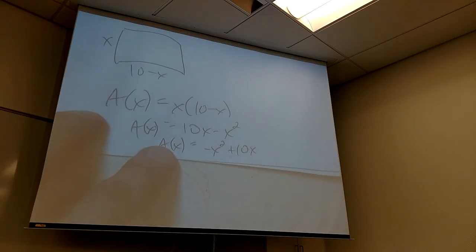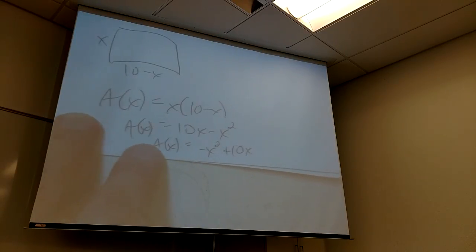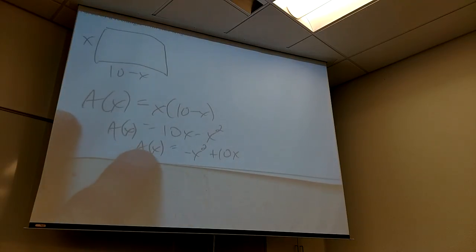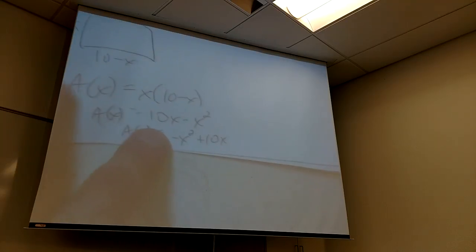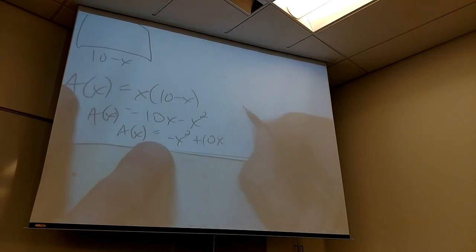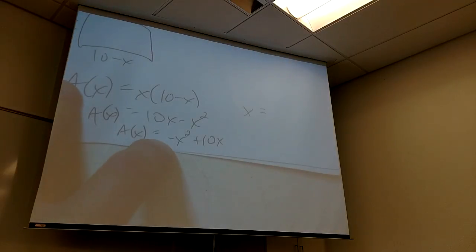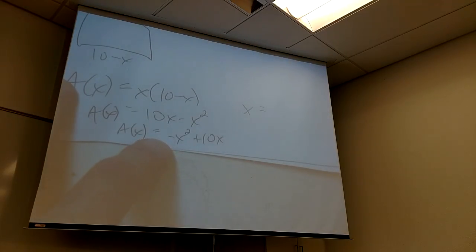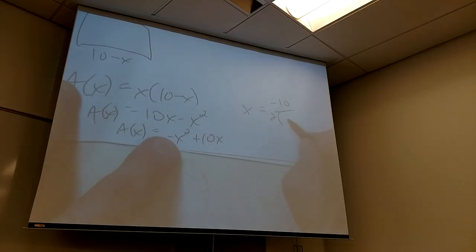So if I find the vertex, I will find the maximum area, because the vertex is the location of the maximum, because the parabola opens down. So how do I find the vertex? I didn't say you have to put it in standard form or anything. If I just want to find the vertex, negative b over 2a, that's the quick way to get it. So what's b? 10. What's a? Negative 1. So your x is 5.